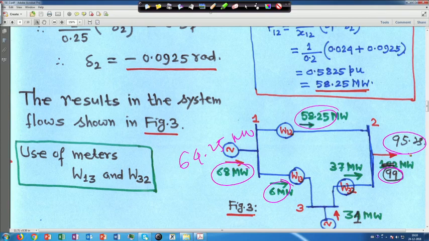And similarly, this generation, this 6 megawatt is coming here and 37. So, this total is 37 because 6 megawatt, and this is giving you 31, but earlier it was 34, now it is 31. So, ultimately 37 is going here. So, 37 plus 58.25, that is 95.25 megawatt. Similarly, if you consider meter readings of 1 2 and 1 3, you will find this will change. And similarly, if you consider this one and this one, you will find this one has changed, right.